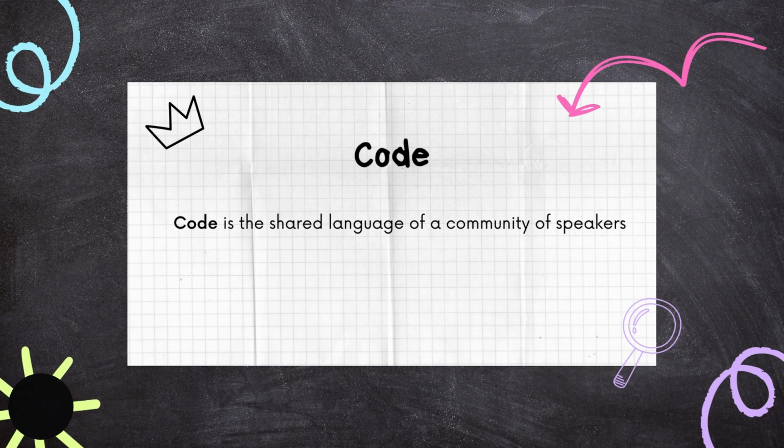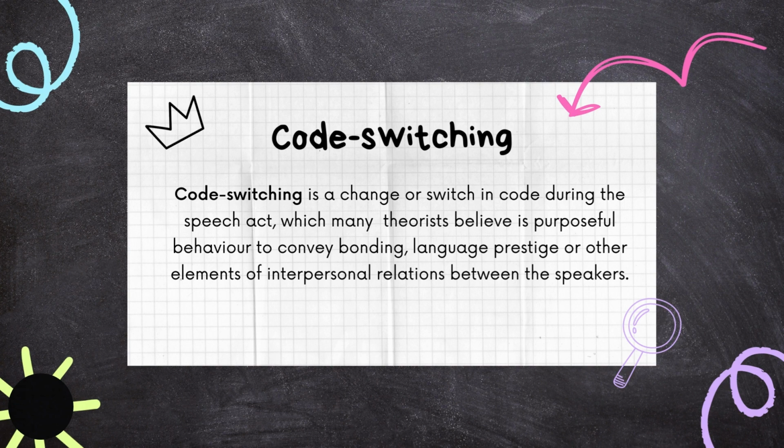So for the code, code is a shared language of a community of speakers, and code switching is a change or switch in code during the speech act, which many theorists believe is purposeful behavior to convey bonding, language prestige, or other elements of interpersonal relations between the speakers.